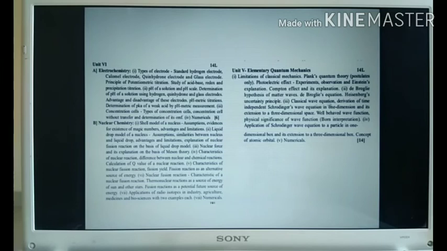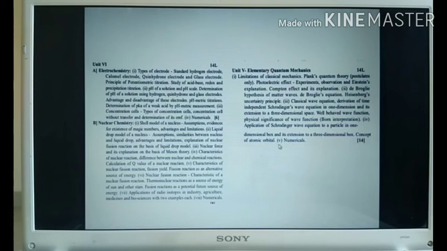equation, ये one of the very important topic as far as quantum mechanics is concerned. And then the Schrodinger wave equation to a particle in one-dimensional box and its extension to three-dimensional box, ये भी हमको देखना है. That means derivation क्या है ये Schrodinger wave equation, how it is applicable to the particle to a one-dimensional box and particle to a three-dimensional box, इसका हमको application भी देखना है.